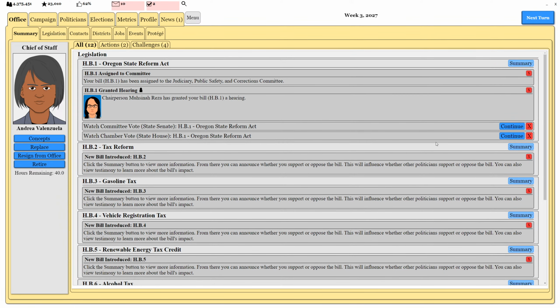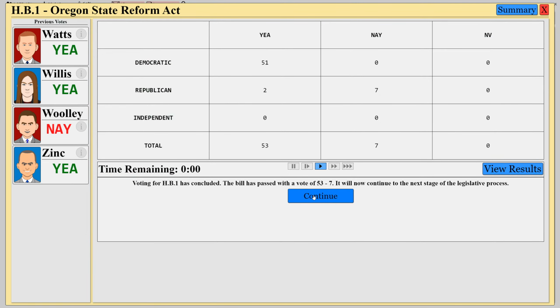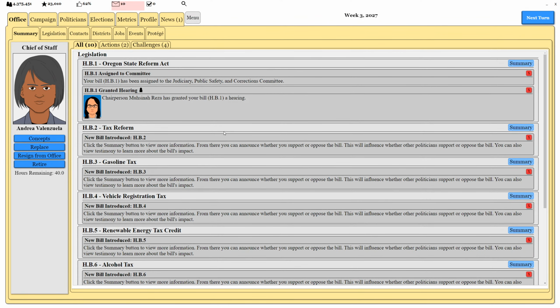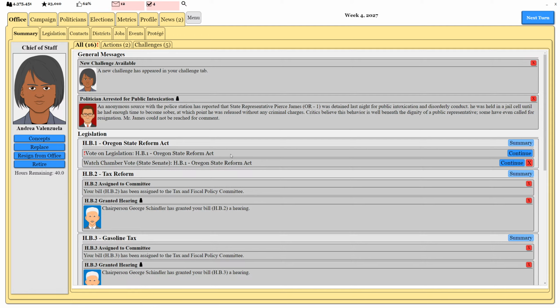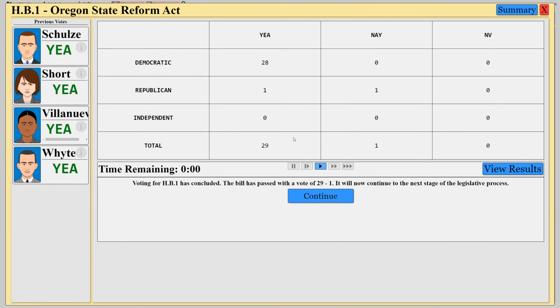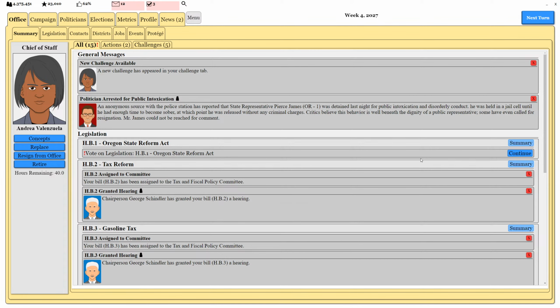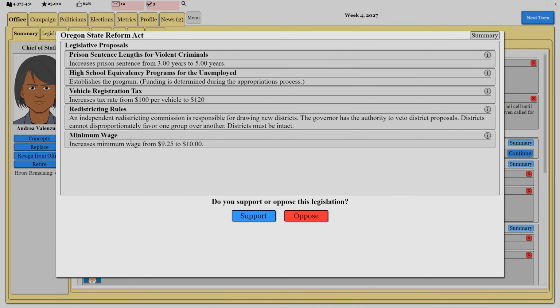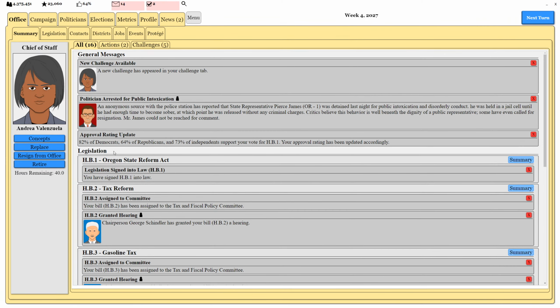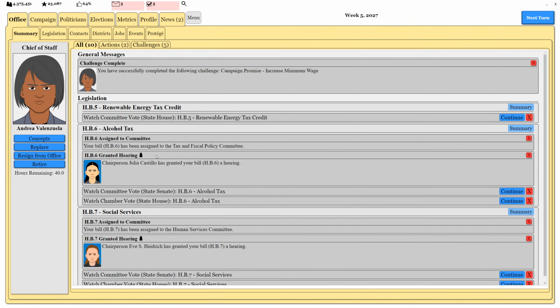Committee vote on, 53 to 7. Committee votes 11 to 0. Tax reform. HB 1, Oregon State Reform Act. 29 to 1. Do you support or oppose this legislation? Support. 82% of Democrats, 64% of Republicans, and 73% of independents support the reform that I just punched through. So that will be reflected in the next year.